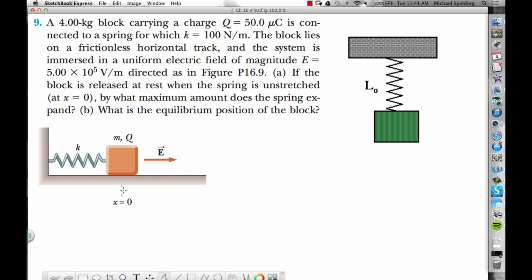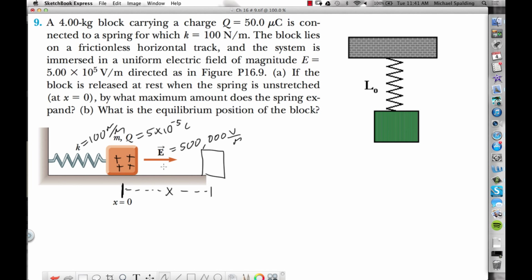Okay, so let's solve this now. This thing's going to start here. This is a positive charge in the electric field. We know this electric field: 500,000 volts per meter. Q is 5 times 10 to the negative 5 coulombs. K is 100. So this thing's going to go some distance x, and then it's going to stop for a split second.